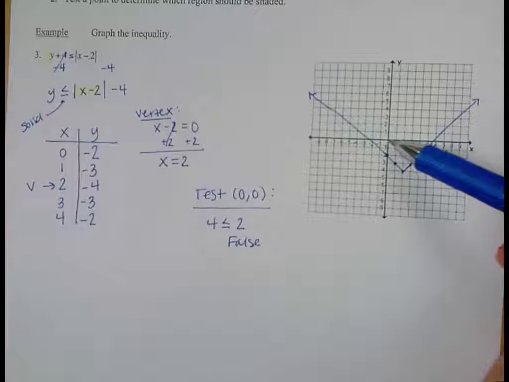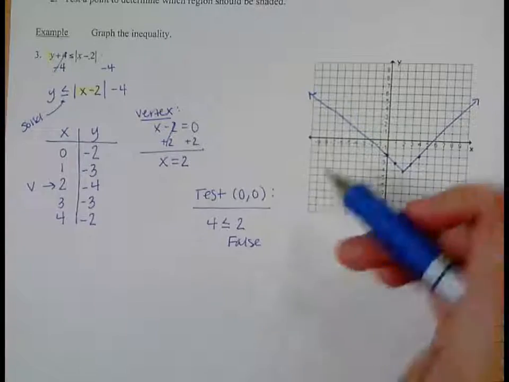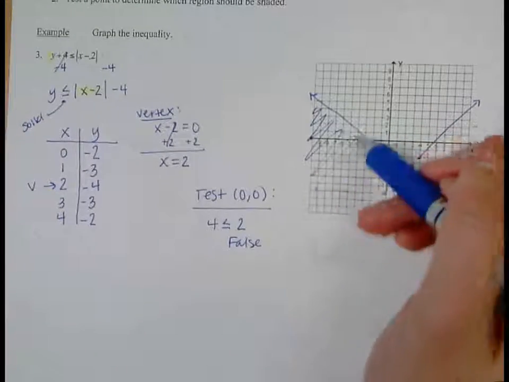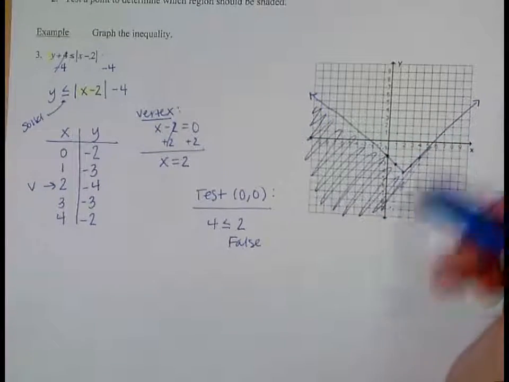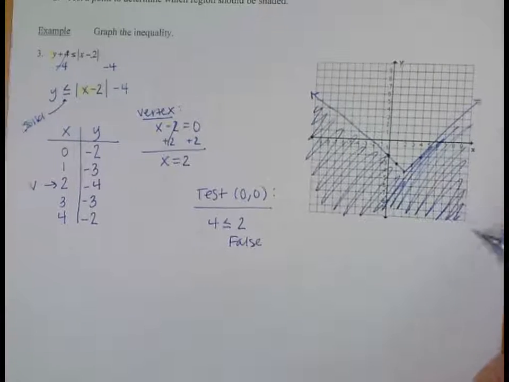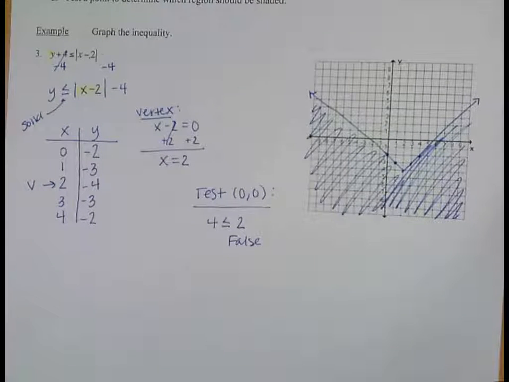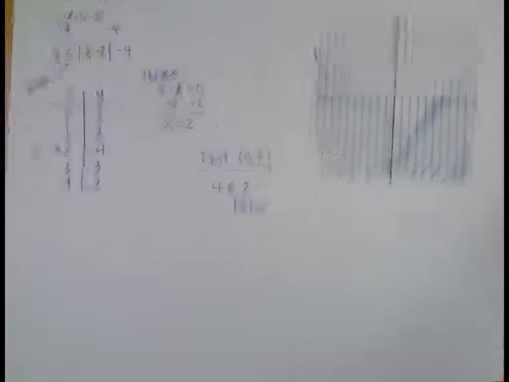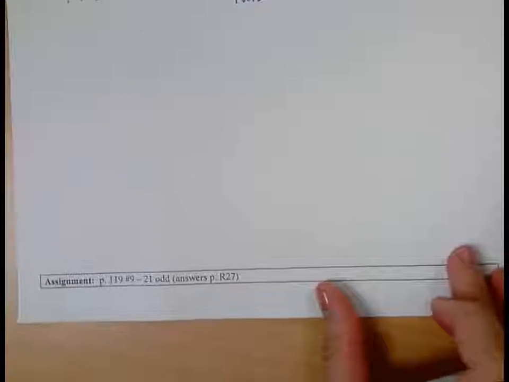So I notice where 0, 0 is. It's inside of the absolute value graph. It's not a solution, so I should shade everything on the other side, so everything outside of the absolute value graph. And that is how you graph an absolute value inequality. Very similar process.